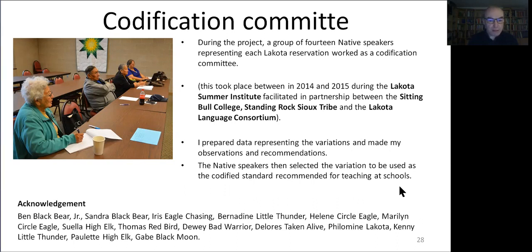I prepared data representing the variations and made my observations and also recommendations in some cases. The native speakers then selected the variation to be used as the codified standard and recommended for teaching at schools. Here is the acknowledgement of the elders involved, and it is with sadness in my heart to say that many of them unfortunately passed away during the recent 6 months because of the COVID-19 pandemic.